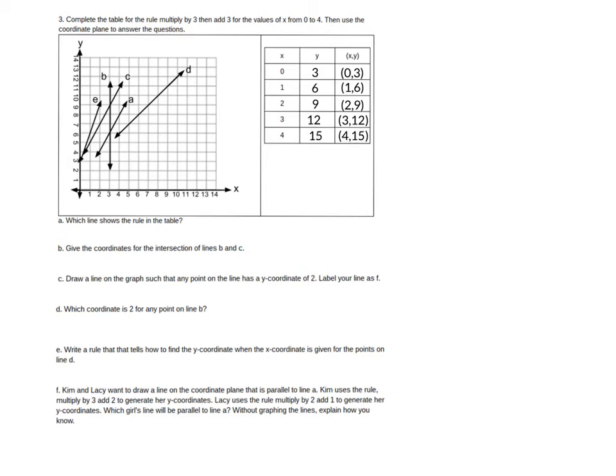Part A says which line shows the rule in the table? Well, let's look. 0, 3: over 0 and up 3 looks like right there. 1, 6: over 1 and up 6 right there. 2, 9: over 2 and up 9 right there. All 3 points have been on this line, which is line E.